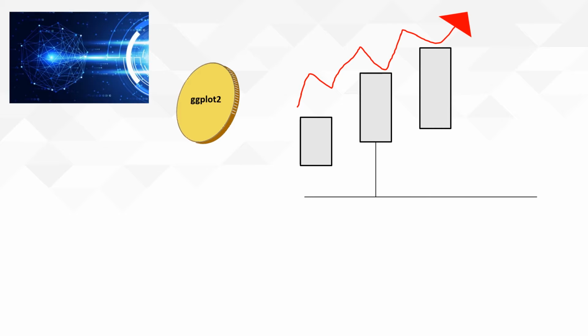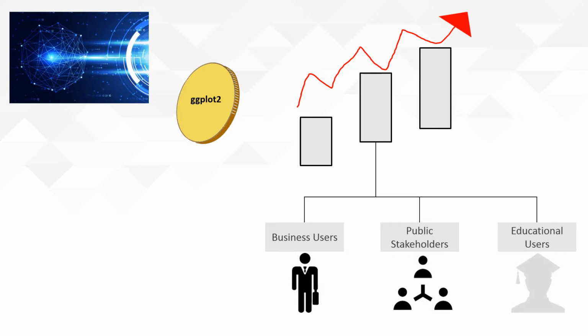R is one of the leading programming languages for data science. And one of the most important parts of data science is data visualization. Great data viz can make the complex accessible. It can make the complicated intuitive. That's important because the insights that are derived through data science practices have a broad audience. You have business users, you have public stakeholders, educational users, and others.